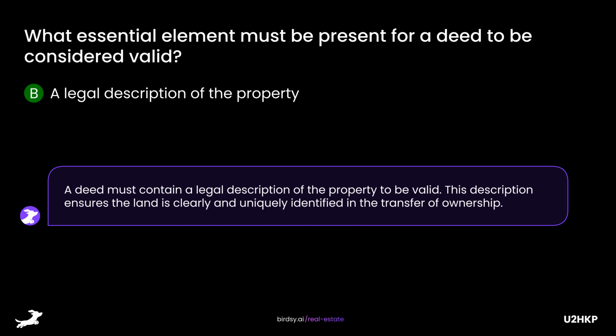A deed must contain a legal description of the property to be valid. This description ensures the land is clearly and uniquely identified in the transfer of ownership.